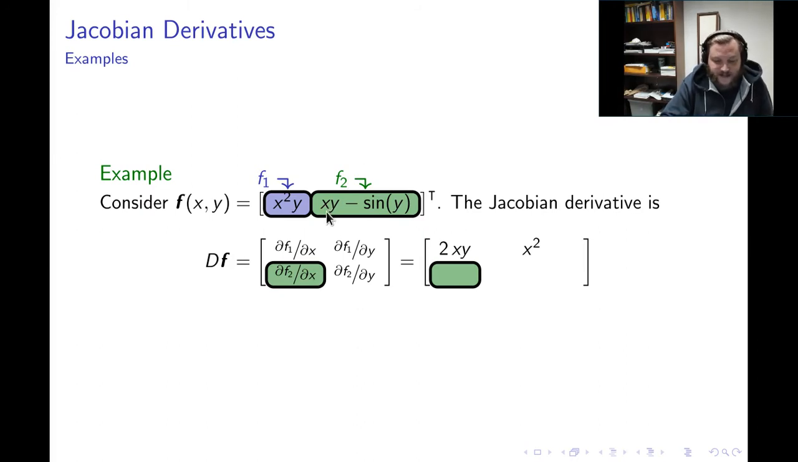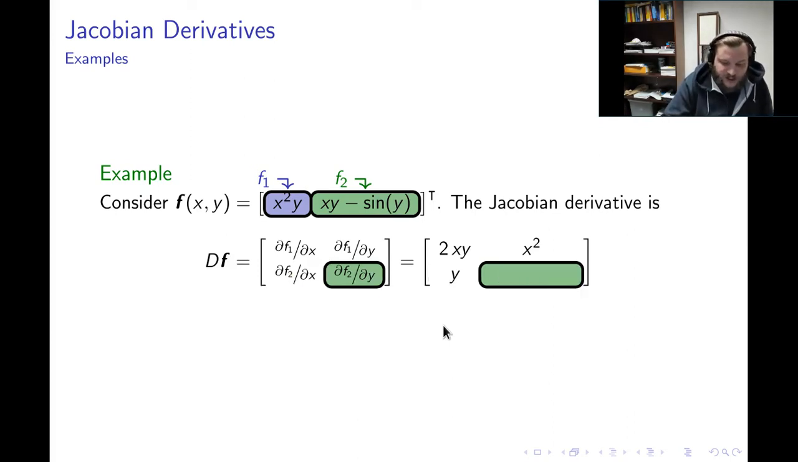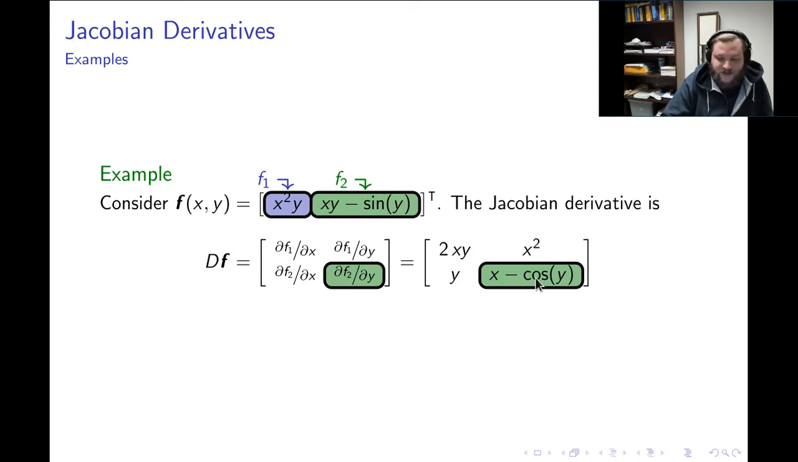And in this case, since f2 is xy minus sine of y, the partial derivative with respect to x is equal to y. Finally, in my 2,2 position, I should be taking the partial derivative of f2 with respect to the second input variable. f2 is xy minus sine y, so the partial derivative with respect to y should be x minus cosine of y.